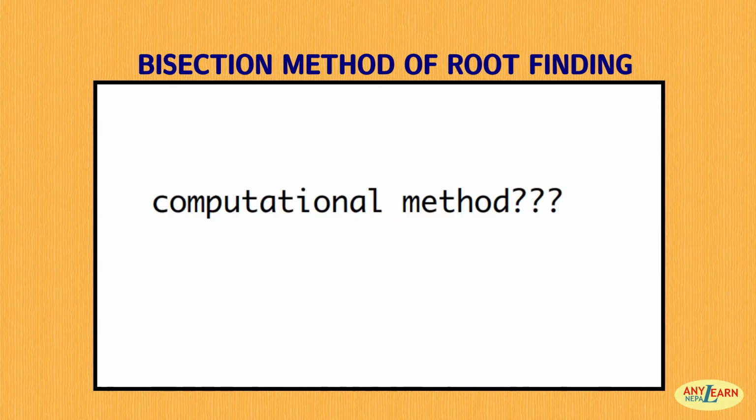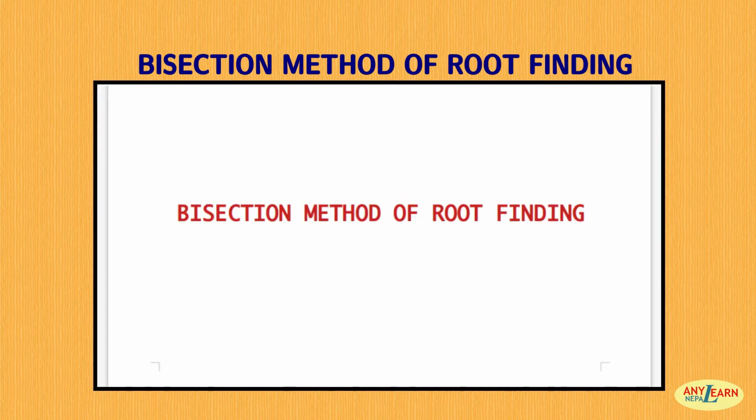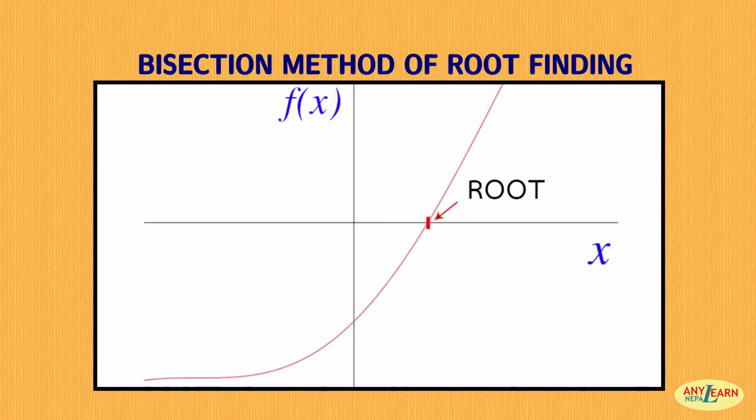But what about the computational way? There are many methods or algorithms to find the root of a function. One of them is the bisection method. Now let's learn how the bisection method works. For simplicity, I have taken the same curve of f(x) = x - cos x. The root is also shown for this purpose.